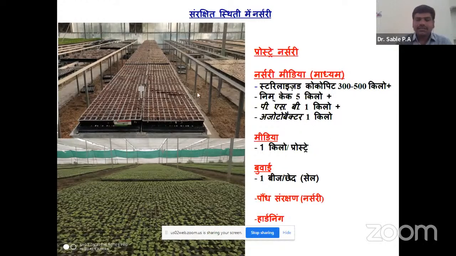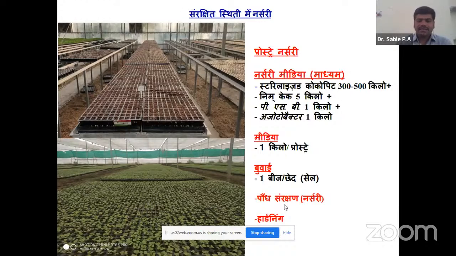And such enriched sterilized media should be used for the preparation of the seedlings in protected conditions. Here, 1 kg of cocopeat or the above mixture is sufficient for 1 portray. And 1 seed of the hybrid vegetables is to be sown in the media. And as you know, the rate of the hybrid seed is too high. So here, only 1 seed can be used.